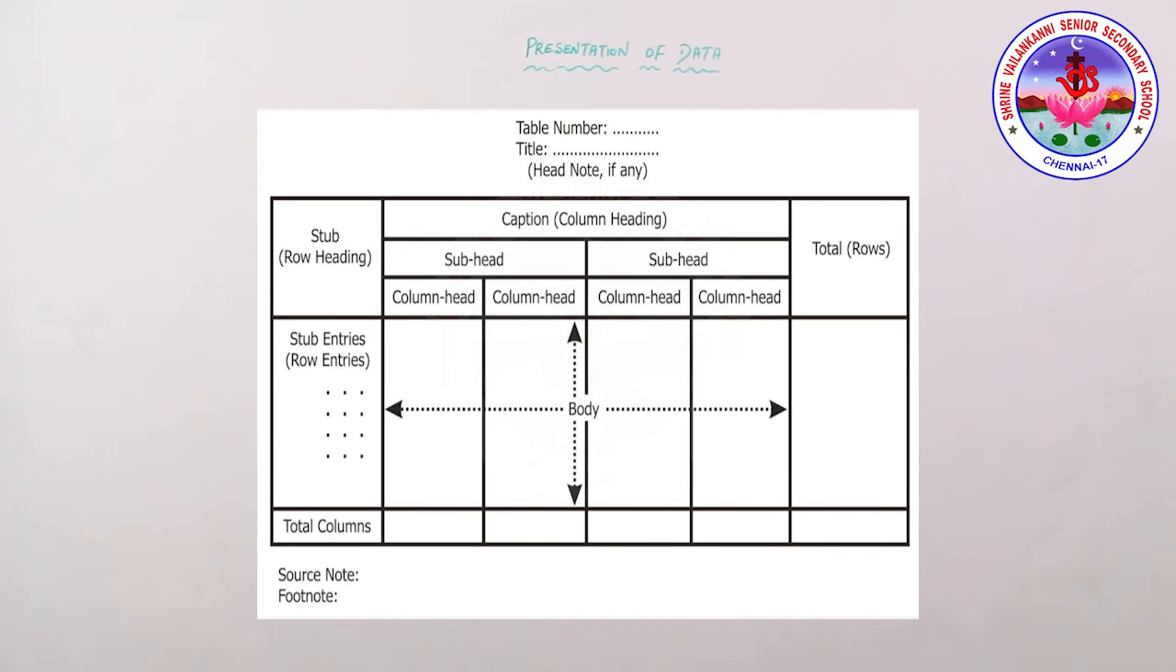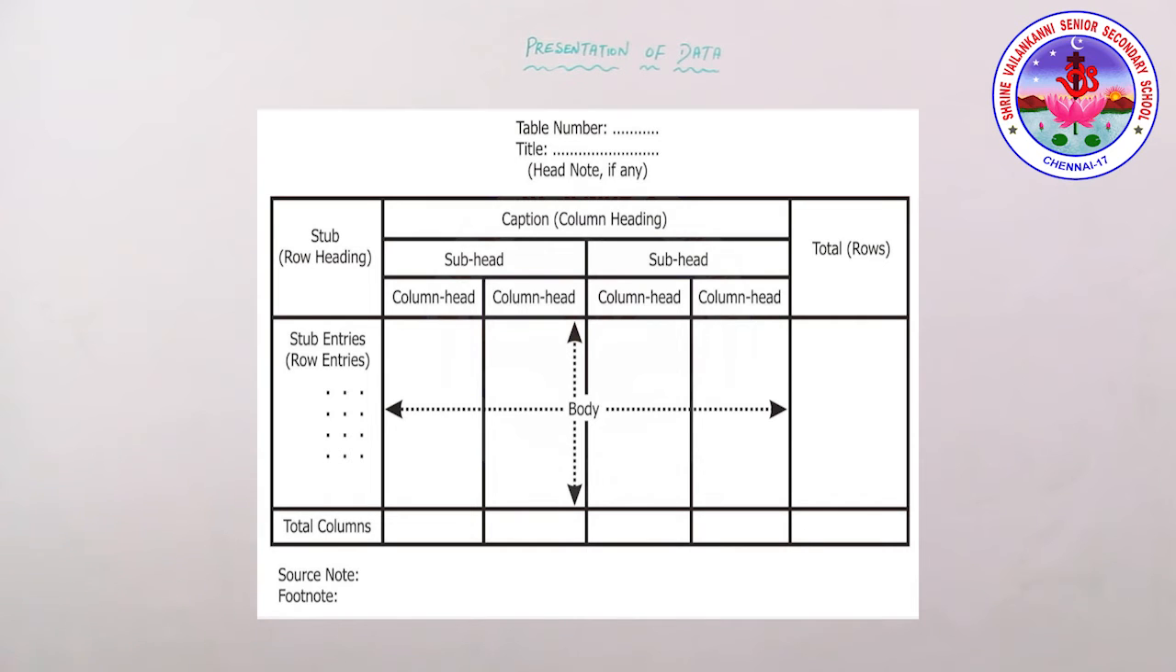Okay, the next part of the table is the body, which is the most important part of the table, and contains the data. That is the numerical information. And next, the caption, or we can call it the column headings. At the top of each column in the table, a column designation is given to explain the figures of the column. So this is called the caption or column heading.